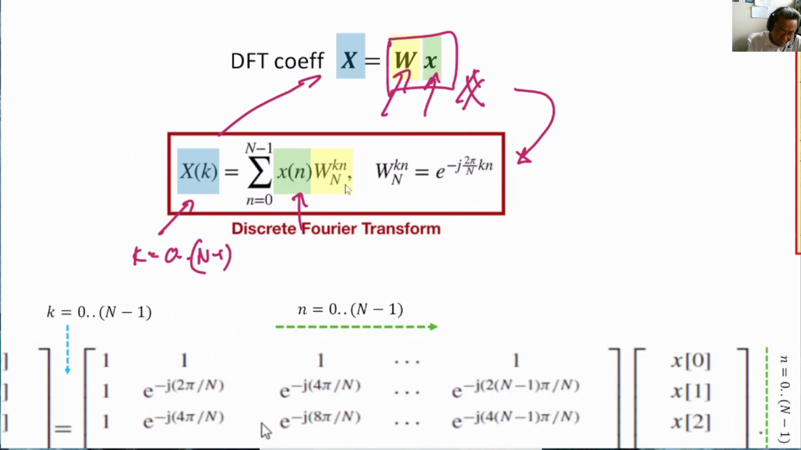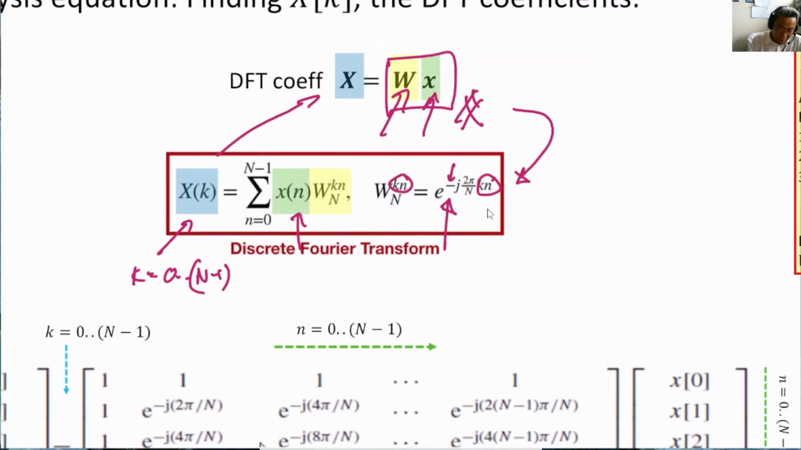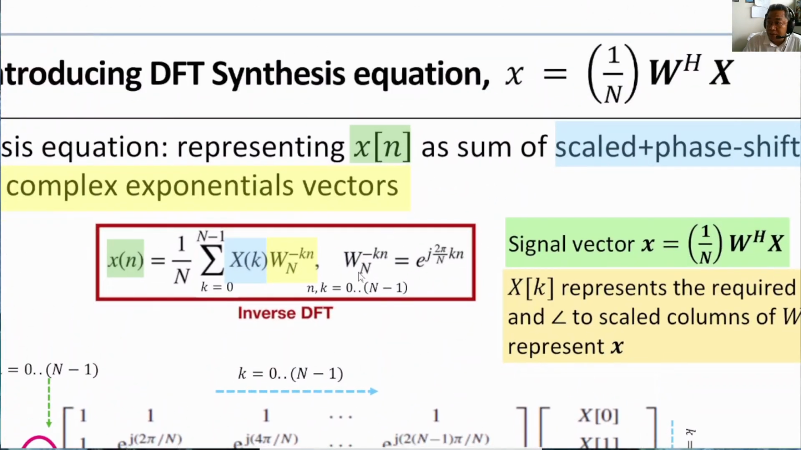Now, what you realize is that the element-wise W_N^{kn} is e to the power minus j 2 pi kn over N, where the minus is defined here. Now compare it with the equation two pages before. Here it is W_N^{-kn}, that's why the minus disappears.